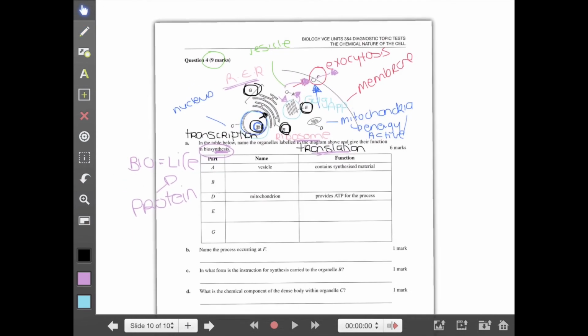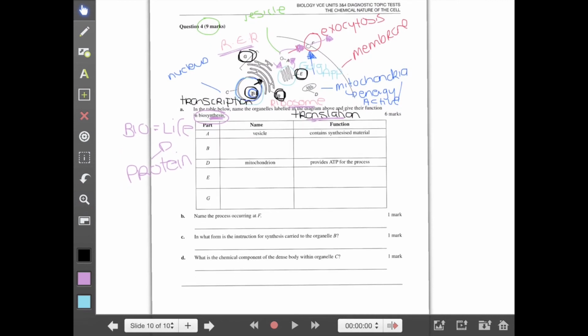Beautiful. Let's just move down a little bit. Cool. So now we're on to B. Name the process occurring at F. Because we've already annotated this, we know that that's a vesicle and it's trying to move out of the cell. So that's exocytosis. I'll just write that in there for you. Exocytosis.